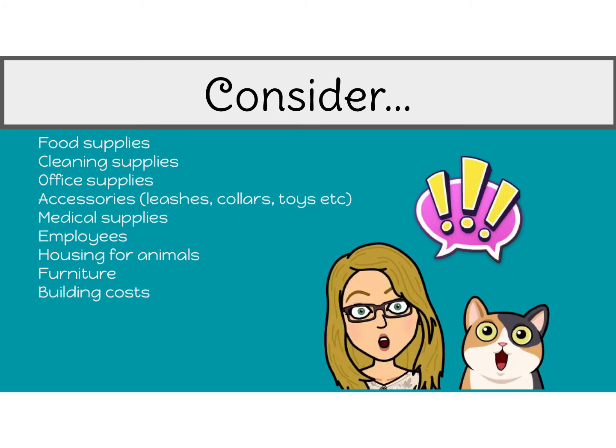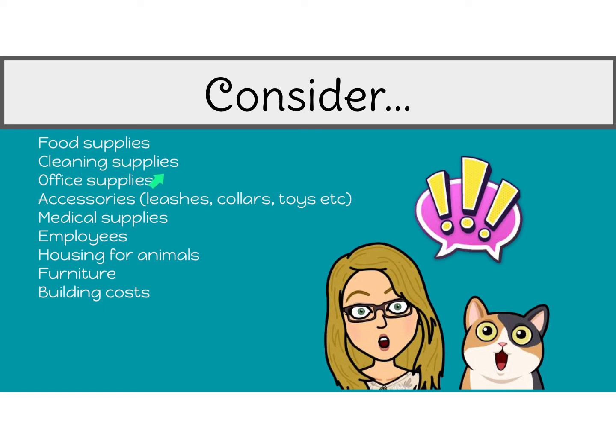So some things for you to consider as you're doing all of this planning and budgeting. You want to think about food supplies. What would be considered food supplies? We're talking dog food, cat food. Maybe you have a snack machine for the employees that work there. Maybe you have snacks or special treats for the animals. So all of that would fall under food supplies.